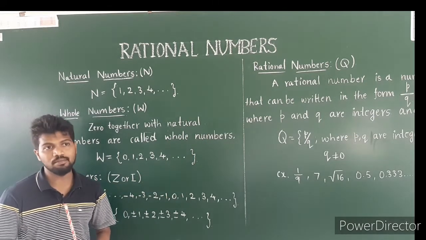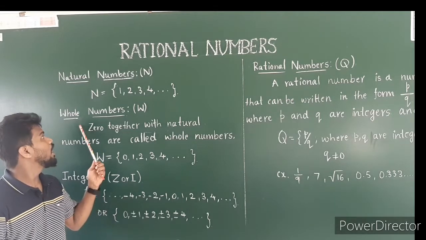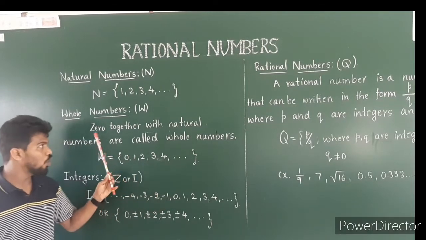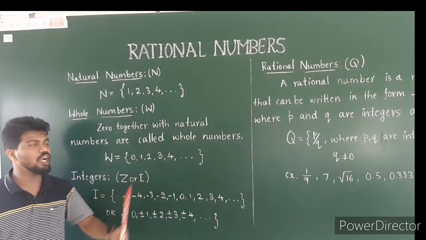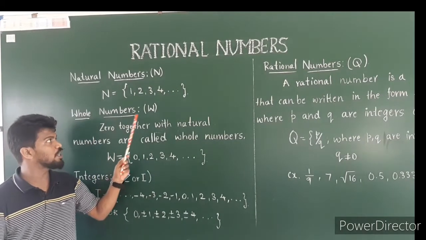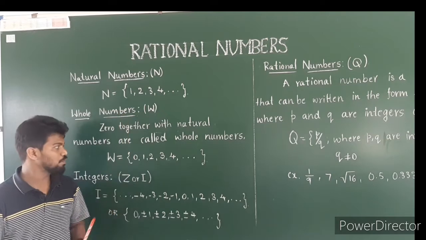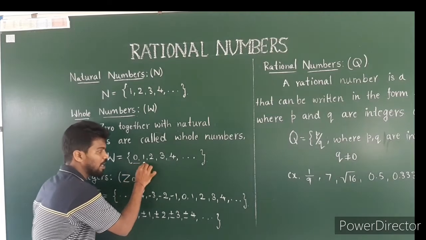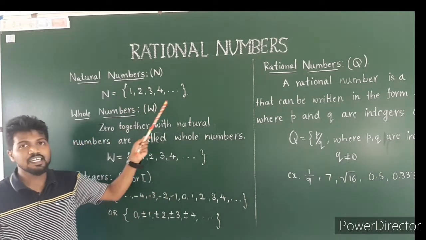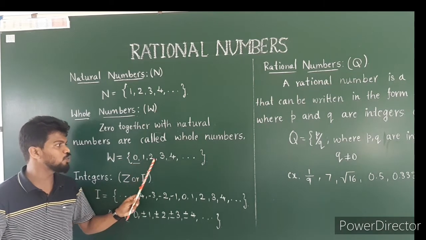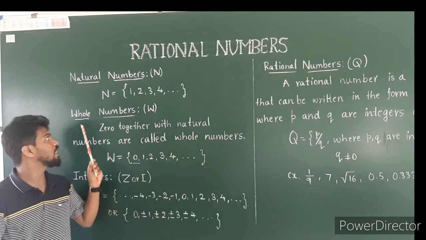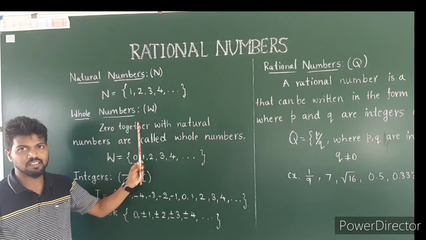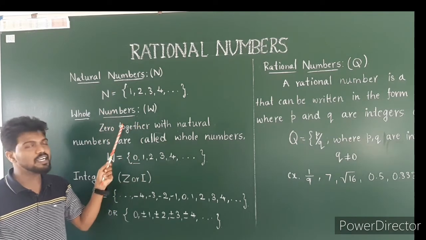Okay, next, whole numbers. Whole numbers means 0 together with the natural numbers are called whole numbers, and whole numbers are denoted by capital letter W. So the set W contains 0. One extra term you have is 0, and all the remaining terms are natural numbers. So 0, 1, 2, 3, 4, and so on. This set you call whole numbers, including 0. So now you understood natural numbers and whole numbers.